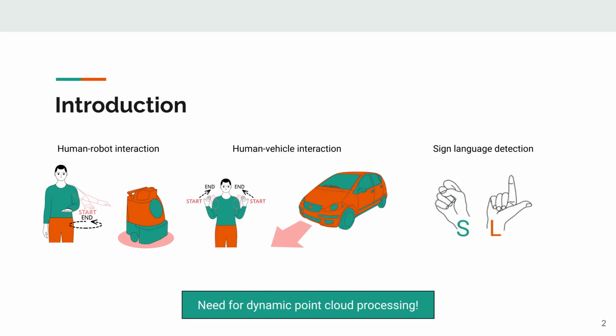There is a wide range of applications in which computers should interact with their surrounding environment, especially humans, through different sensors. Human robot interaction, human vehicle interaction, and sign language detection are a few examples of these applications. A great variety of these sensors generate point clouds that are unordered sets of points in the 3D space, unlike pixels in images. So, there is a need for processing 4D or dynamic point clouds.